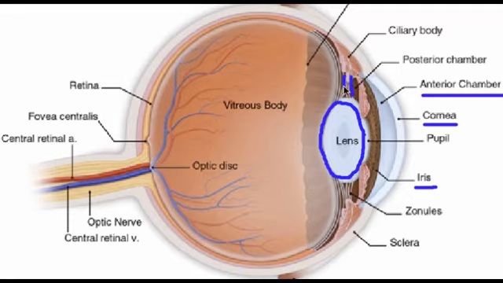It is held in place by zonules, which are fibrous strands that emanate from the ciliary body. The ciliary body forms a ring behind the iris. It is a muscle that contracts and relaxes to change the shape of the lens.